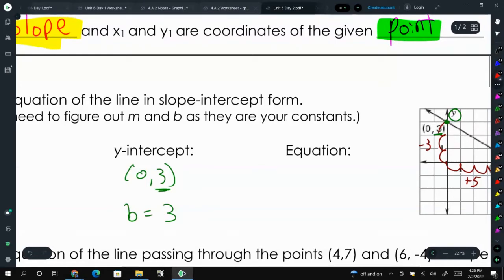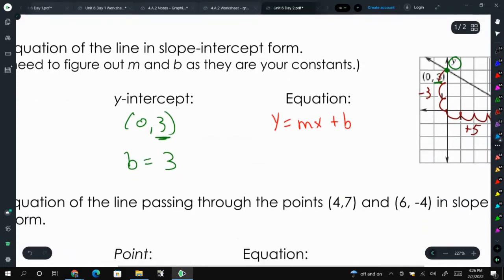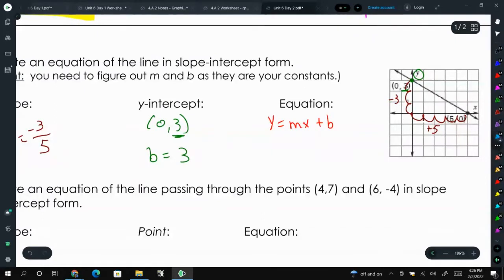Now the equation is y equals mx plus b. We know what m is, and we know what b is, so we can substitute those in. Y equals -3/5x plus 3. And that is our final answer. We don't need to do anything more. That's the equation of the line.